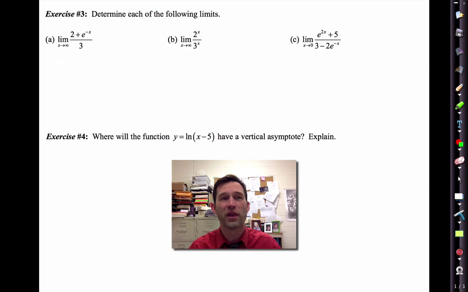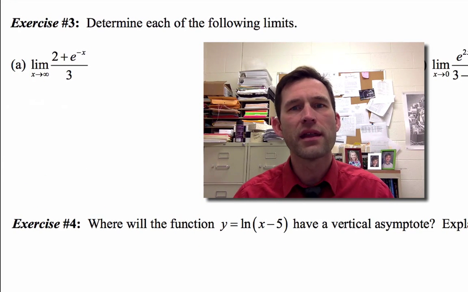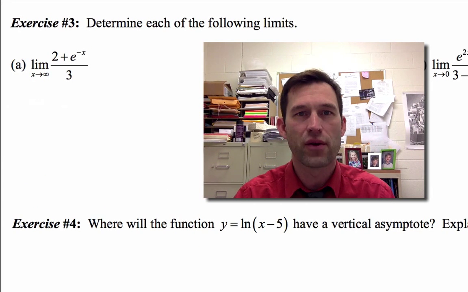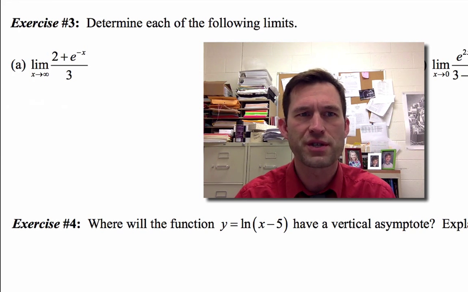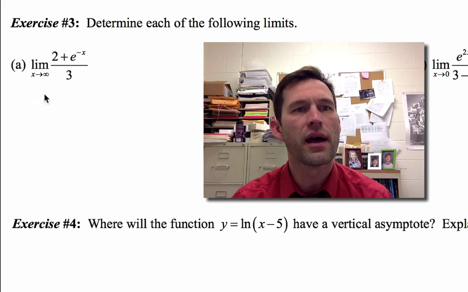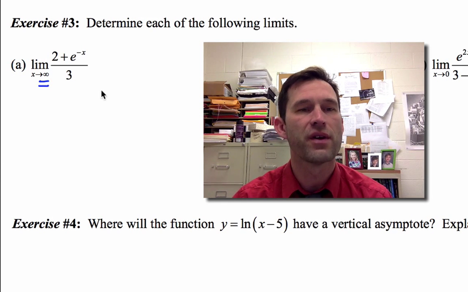All right, let's go through the limits. Letter A and letter C, in my mind, are both very standard limits. So as weird as this is going to be, I'm going to go through those 2 first. All right, let's take a look at exercise letter A. In exercise A, we ask, what is the limit of 2 plus e to the negative x, divided by 3, as x goes to infinity?